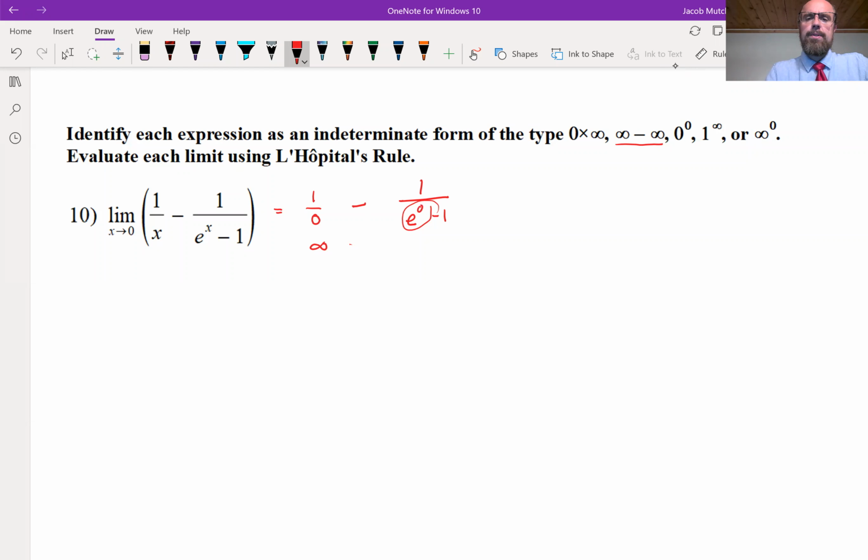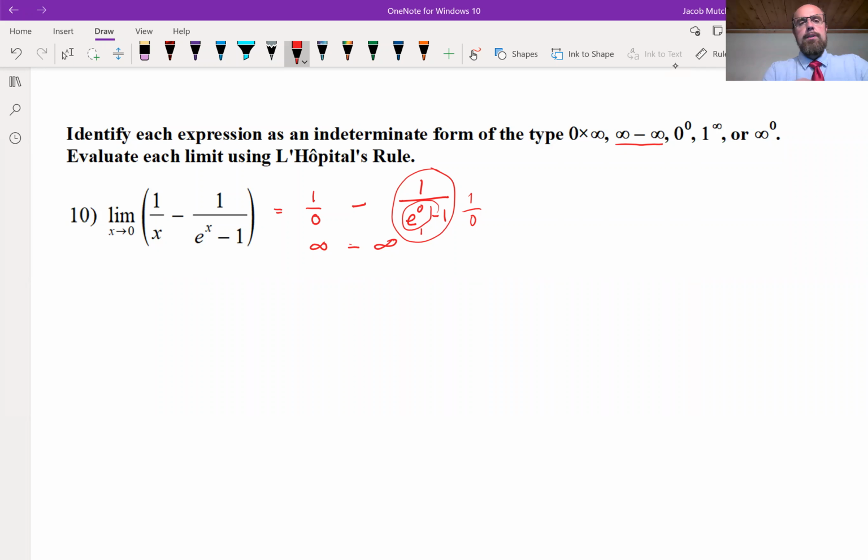And so that'll help us again. So this is again, 1 over e to the power of 0 is 1, 1 minus 1 is 0. So this whole fraction has the value of 1 over 0. And so that confirms that we are looking at the indeterminate form infinity minus infinity. So I've identified that form.